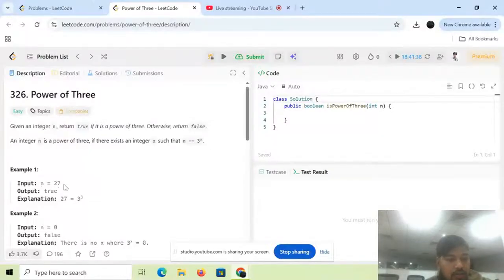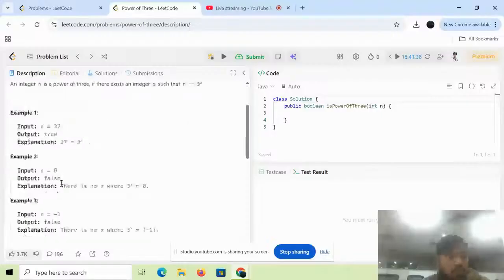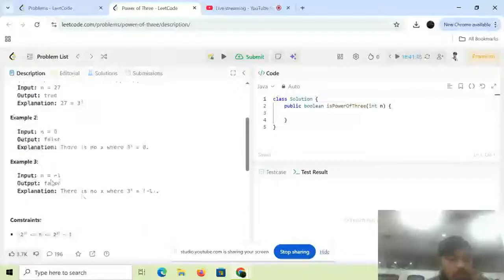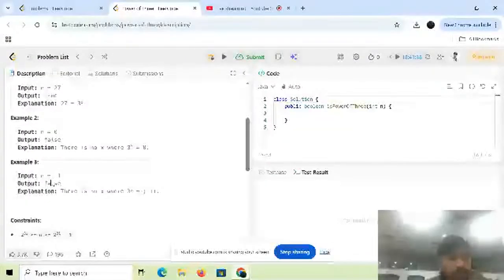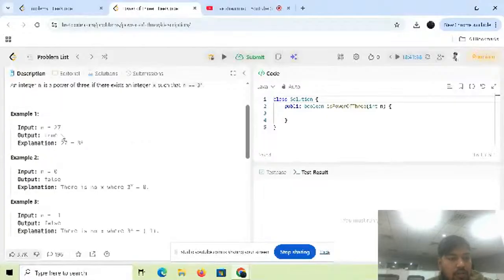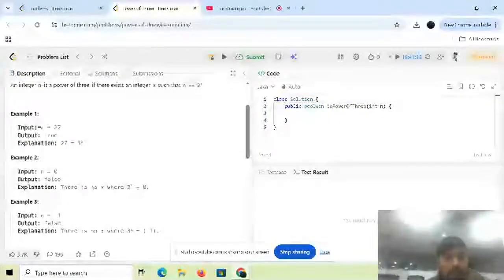So n equal to 27 is a power of 3, so that returns true. This other example is also not a power of 3, so that's why we have returned false. Only this condition is true for a power of 3. So that's why.